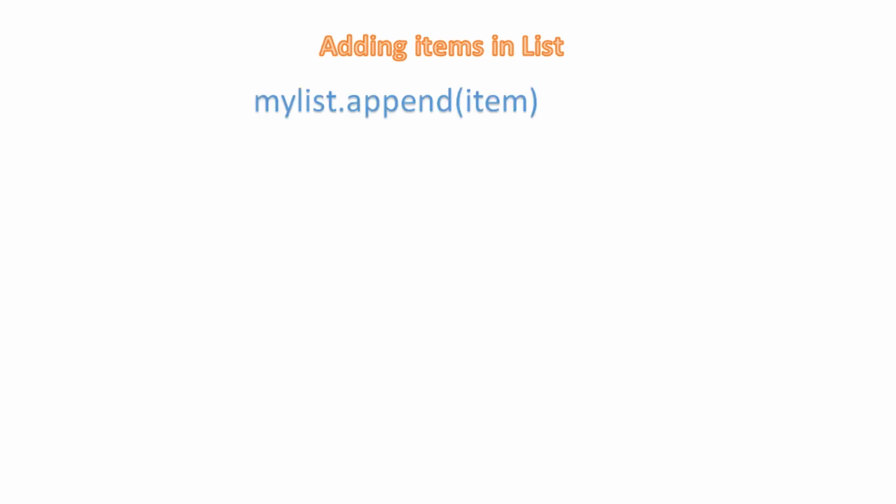Let's start with append function. Using append function, we can add a single item to a list. It starts with list variable, let's say mylist, followed by a dot and append function. It takes one item as an argument. It can be a scalar type or a sequence type.